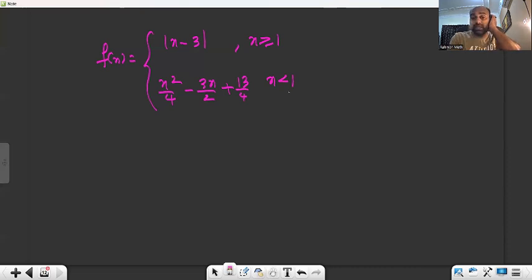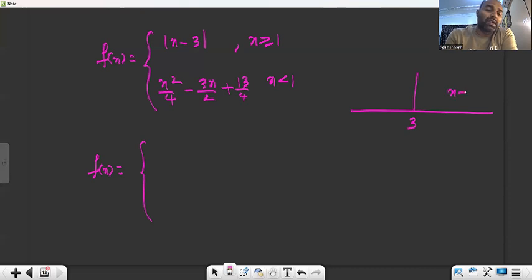But before that, we have to change the question. Be careful: f of x equal to mod x minus 3, we have to change. When you are changing mod x minus 3, x equal to 3: bigger than 3, it is x minus 3. Smaller than 3, it is minus of x minus 3.